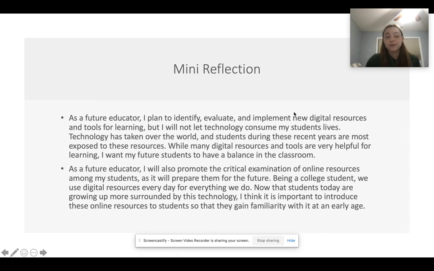And then for my mini reflection, as a future educator, I plan to identify, evaluate, and implement new digital resources and tools for learning, but I will not let technology consume my students' lives. Technology has taken over the world, and students during these recent years are most exposed to these resources. So while many digital resources and tools are very helpful for learning, I would want my future students to have a good balance in the classroom because they are so exposed to technology as it is outside of the classroom. I think that a good balance in the classroom is more beneficial.